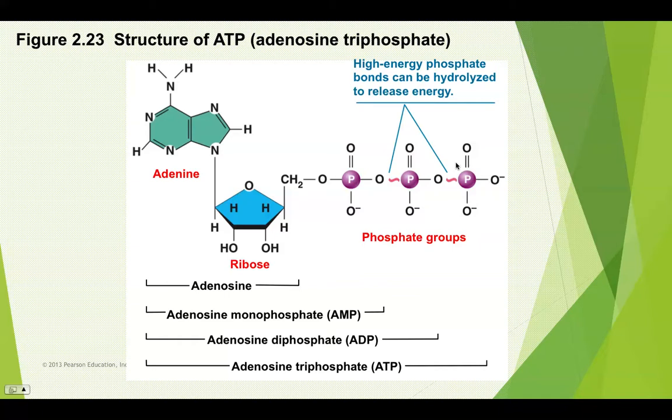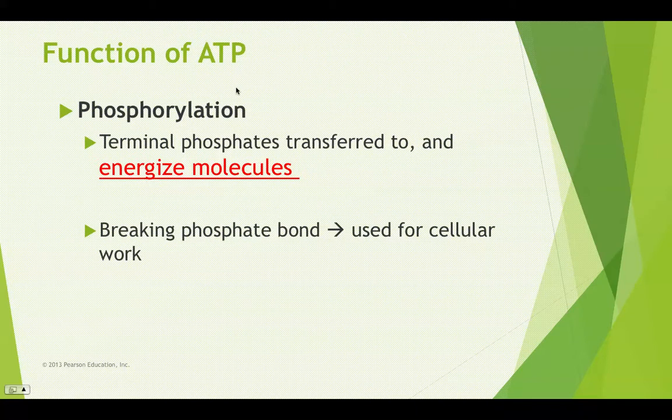This very last bond is an extremely high energy bond, and when it's hydrolyzed or chopped off, this terminal phosphate group, that means the last one, it will then release energy that can be used to do cellular work. So what's the function of ATP? It actually phosphorylates other molecules. The terminal phosphates can be transferred to and energize other molecules, and breaking that phosphate bond is the process that can be used to drive cellular work.